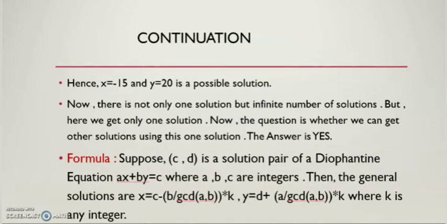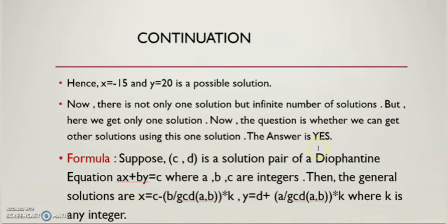Now how can you use this solution to obtain other solutions? We know we have an infinite number of solutions, and I have to generate other solutions using this one solution. How can we do that? Here I will discuss it briefly. So here x equal to minus 15 and y equal to 20 is a possible solution. There is not only one solution but an infinite number of solutions, but here we get only one. Now the question is whether we can get other solutions using this one solution.